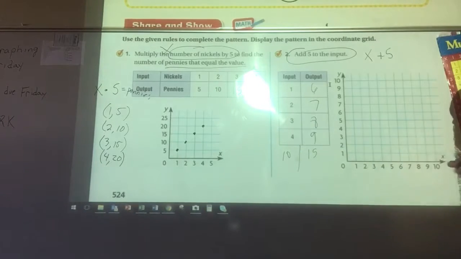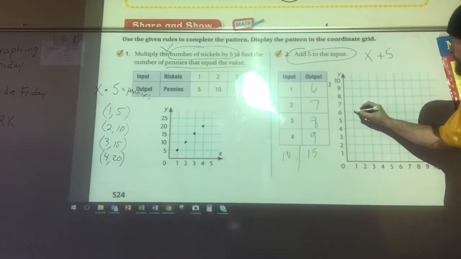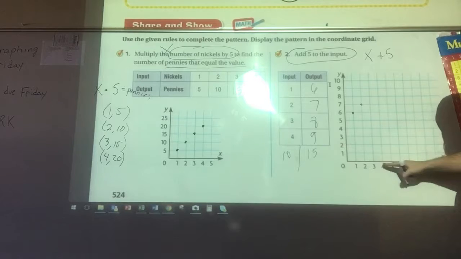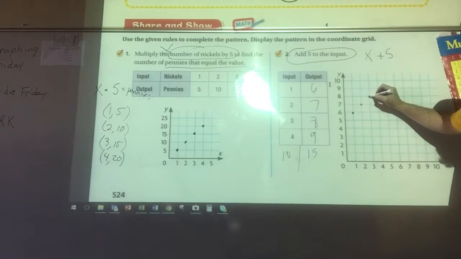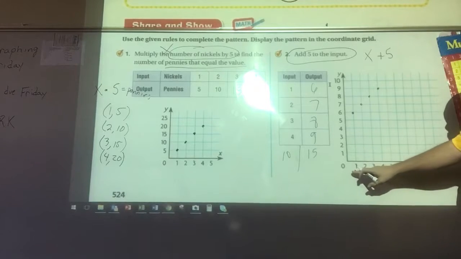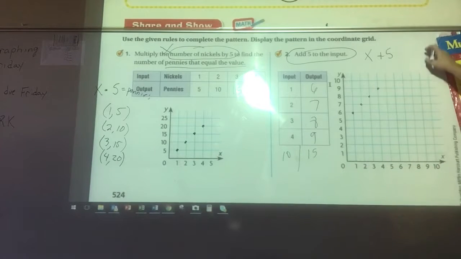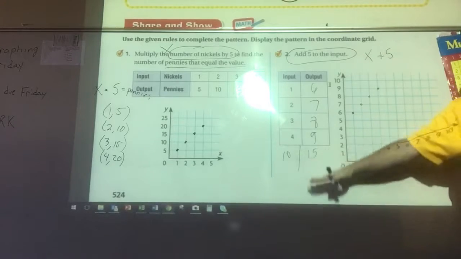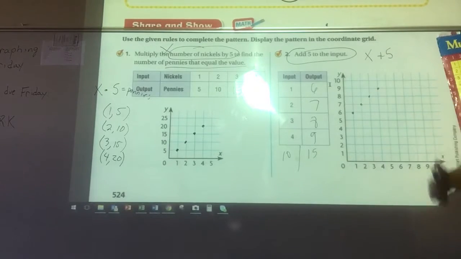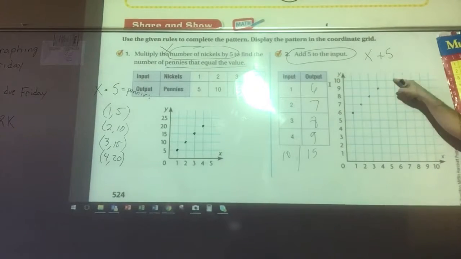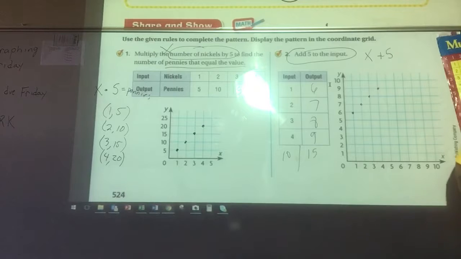Okay, so let's graph this. We go 1 over, 6 up. We go 2 over, 7 up. 3 over, 8 up. 4 over, 9 up. 10 over, 15 up, which is not going to be there. It doesn't matter, if you know the rule, which here is x plus 5, you should be able to fill out the input table and then be able to graph it. Again, since we have a rule to go from input to output, it's going to form what would be a straight line if it was connected.